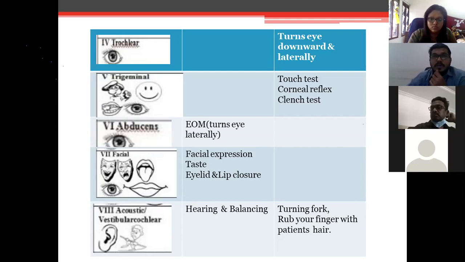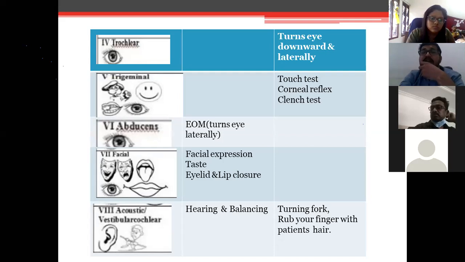Ask the patient to close the mouth and touch anywhere on the divisions of the trigeminal nerve, either the ophthalmic, maxillary, or mandibular division. You just touch and ask the patient to comment. You touch with a blunt object and a pointed object, and the patient has to realize that you are touching with a blunted object or a pointed object. If the patient can realize that, your touch test is perfect.